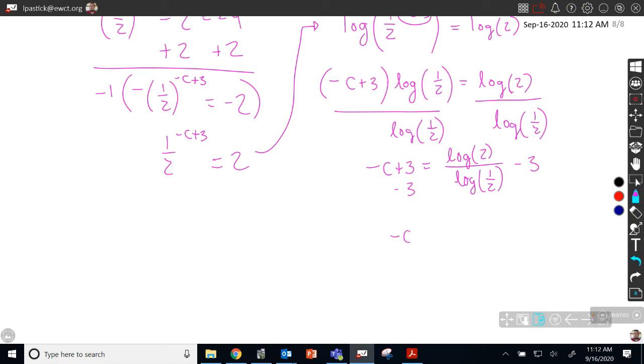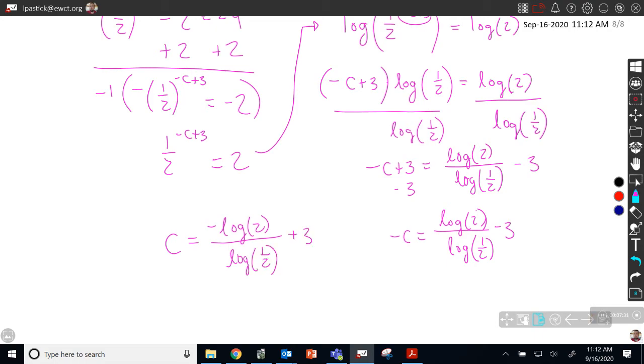So now I've got all that minus 3. So I got negative c equals log of 2 over the log of 1/2 minus 3. And if I were to get rid of that negative, my final expression I should say, that I would want to plug into my calculator would be negative log of 2 over the log of 1/2 plus 3. And that's essentially by multiplying all this by negative 1.